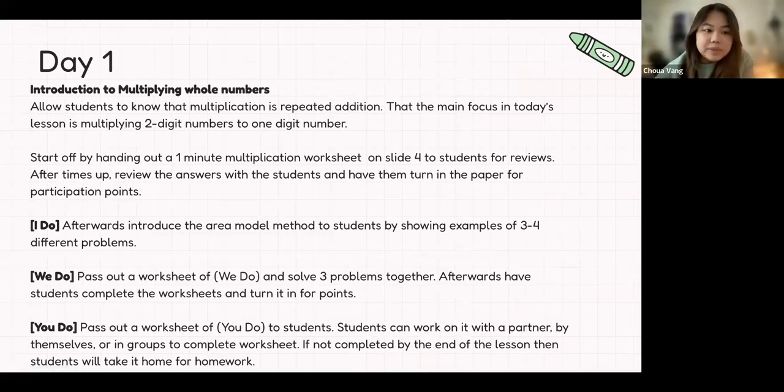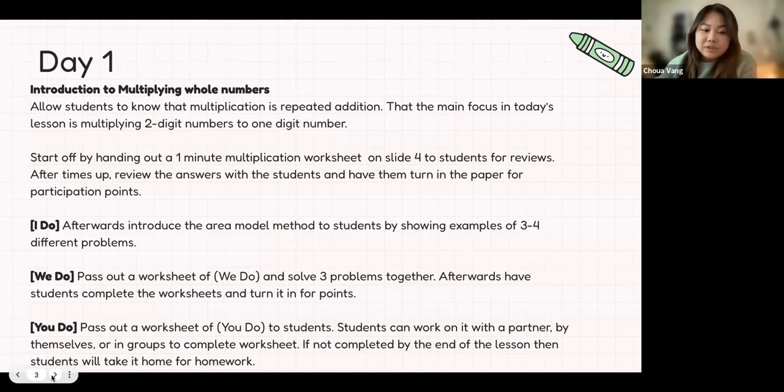Okay, so for day one, in order to present this module, the teacher can let students know that multiplication is basically repeated addition, and the main focus for today's lesson is multiplying two-digit numbers by a one-digit number. So to start off, the teacher can hand out a 1-minute multiplication worksheet. It will be on slide 4.